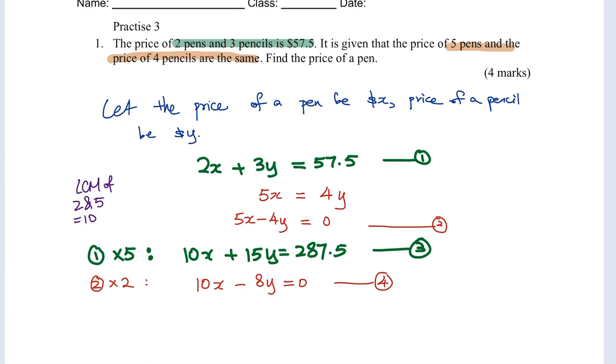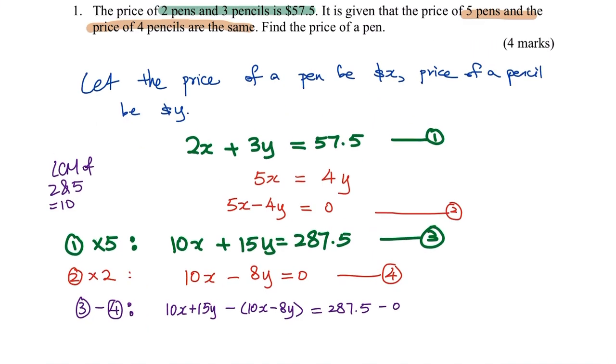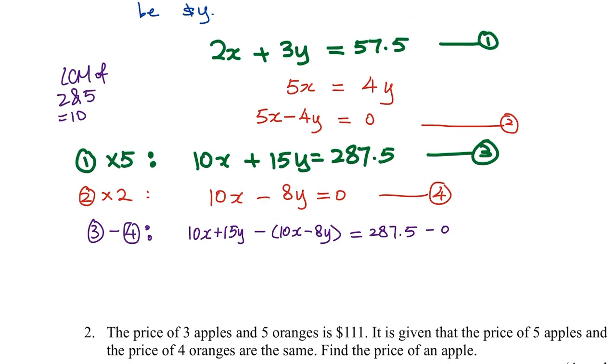What I will do is subtract these two. If one of the unknowns is the same, then you can subtract the two equations. So the third equation minus the fourth equation. So the unknown side minus the unknown side. So 10x plus 15y, okay, let's write the whole thing first, minus the second thing. If it's more than one term, then you put a bracket. Equals 287.5 minus 0. Okay, now what we do is open up the bracket here. So it's negative 10x plus 8y. And then this one, no change.